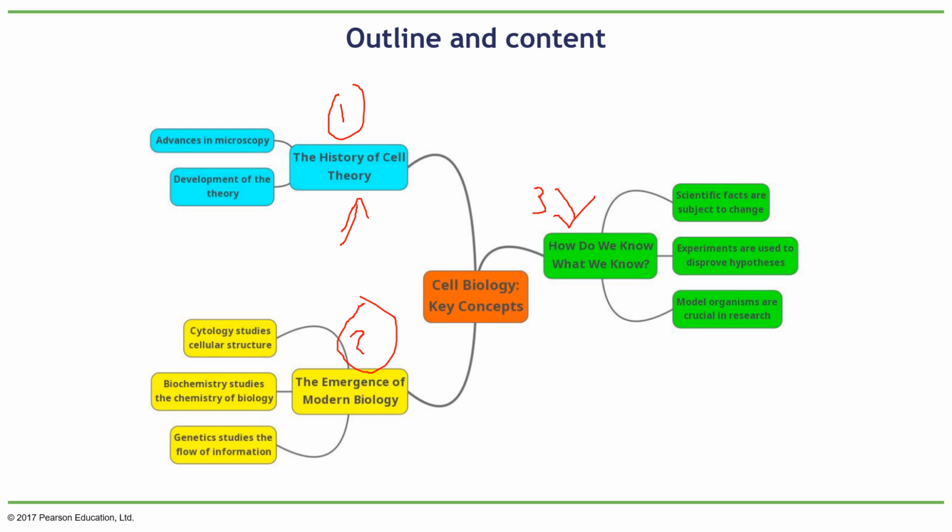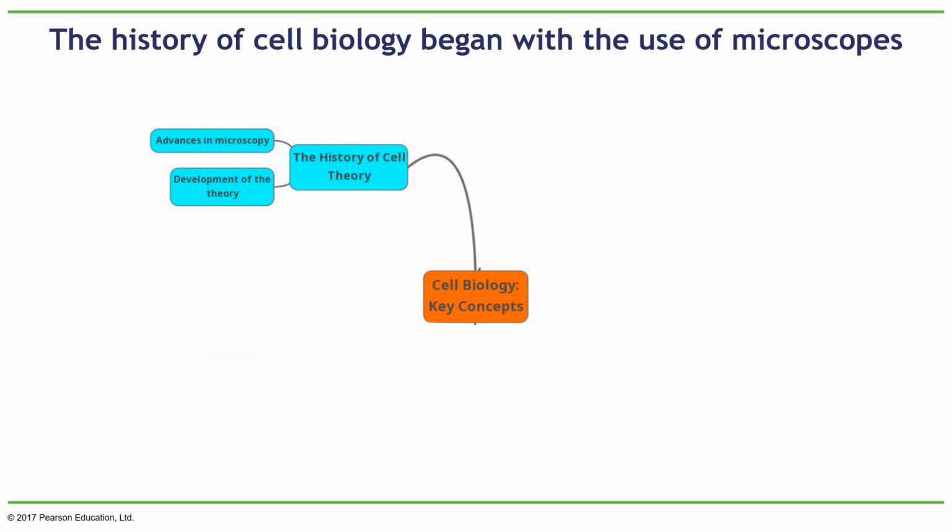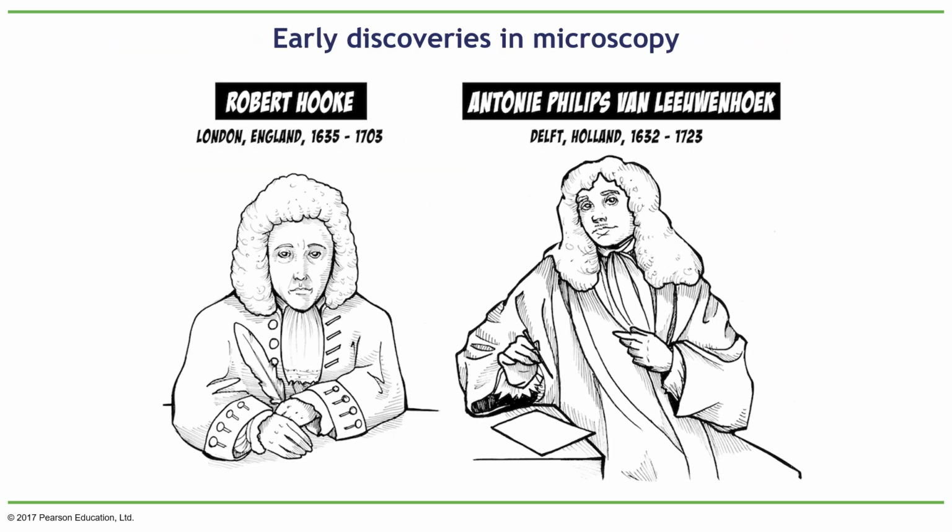So let's start. Let's talk about the history of the cell theory, and we're going to start with two main scientists. One is Robert Hooke, and the other one is Anton van Leeuwenhoek. They were responsible for the early discoveries in microscopy. And as you can see, both were European men. One lived in England and the other one in the Netherlands, and they lived around the same time.